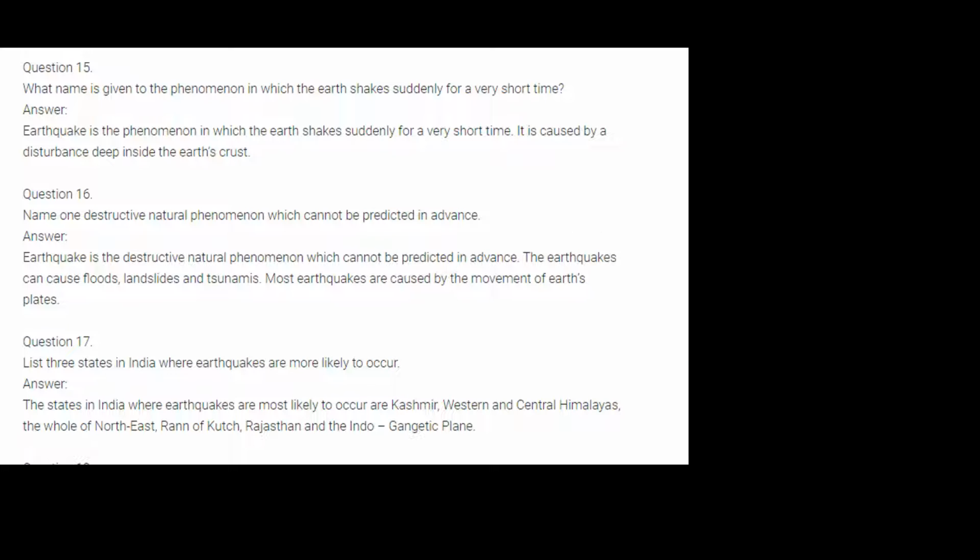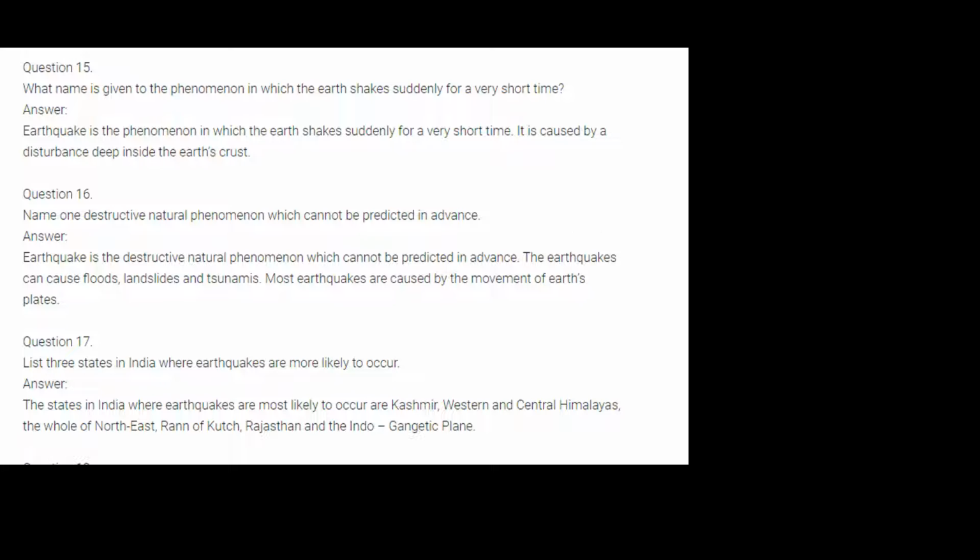Question 15. What name is given to the phenomenon in which the earth shakes suddenly for a very short time? Answer. Earthquake is the phenomenon in which the earth shakes suddenly for a very short time. It is caused by a disturbance deep inside the earth's crust.